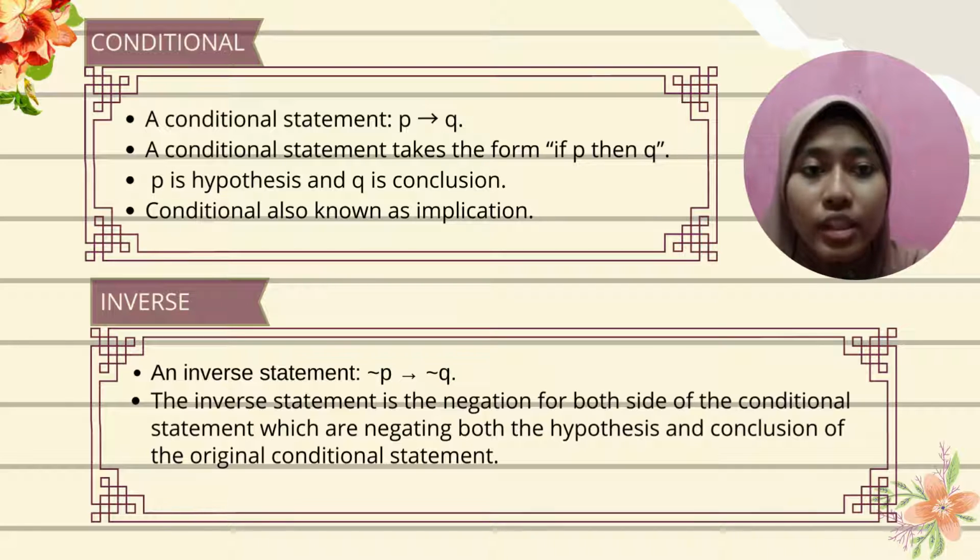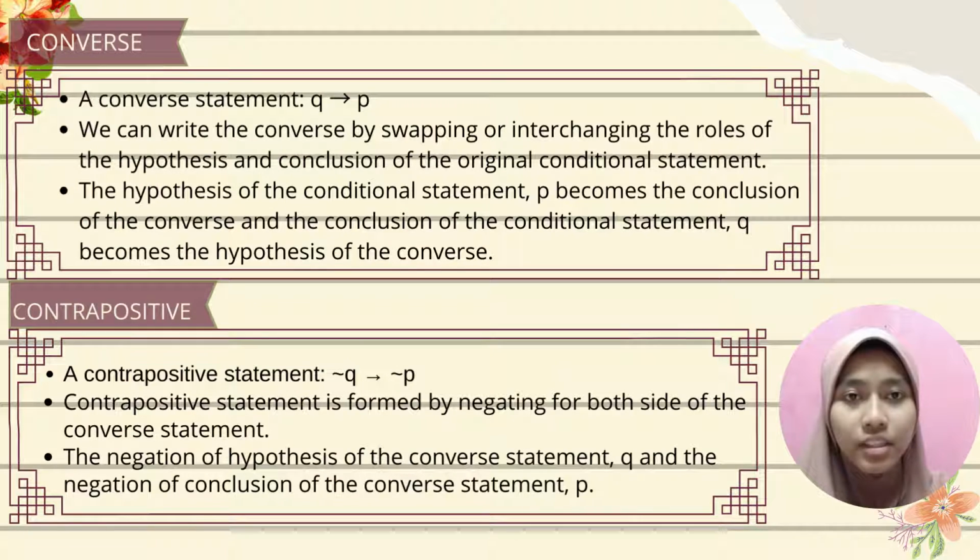The inverse statement is the negation of both sides of the conditional statement, which means negating both the hypothesis and the conclusion of the original conditional statement. The third statement is the converse. The converse statement is Q implies P. We can write the converse by swapping or interchanging the roles of the hypothesis and conclusion of the original conditional statement. The hypothesis of the conditional statement, P, becomes the conclusion of the converse, and the conclusion of the conditional statement, Q, becomes the hypothesis of the converse.